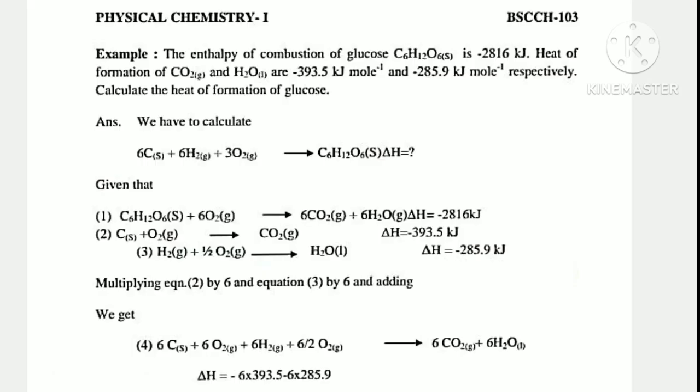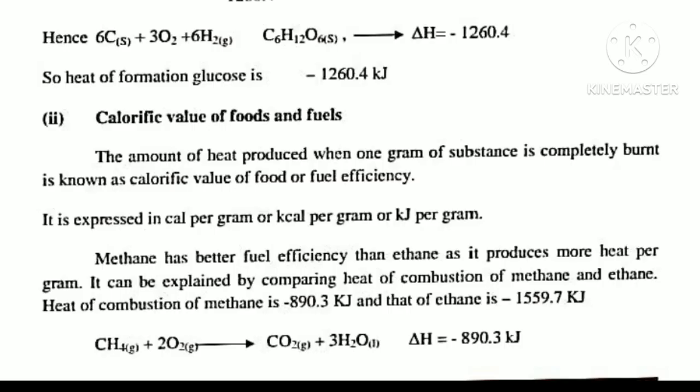Example: the enthalpy of combustion of glucose is minus 2816 kilojoule. Heat of formation of CO2 and H2O are minus 393.5 kilojoule per mole and minus 285.9 kilojoule per mole respectively. Calculate the heat of formation of glucose. Answer is given here. Calorific value of food and fuels. The amount of heat produced when 1 gram of substance is completely burnt is known as calorific value of food or fuel efficiency. It is expressed in calorie per gram or kilocalorie per gram or kilojoule per gram.